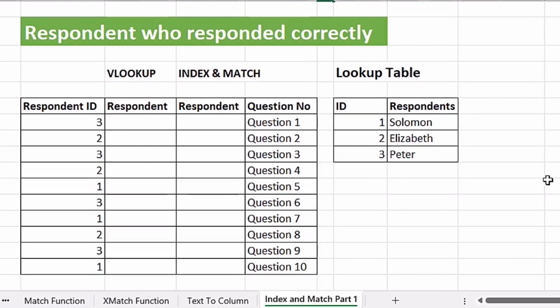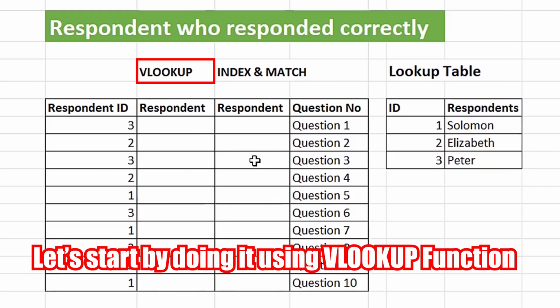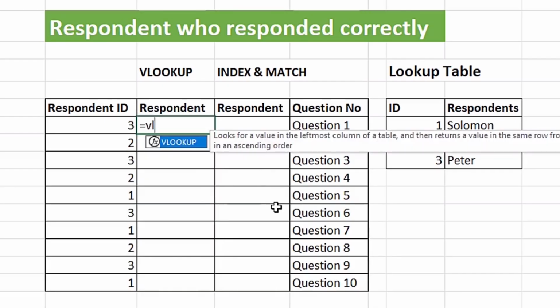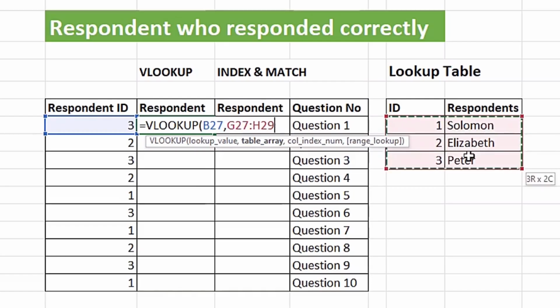So this is our next example. We have the respondent ID. We want to use this respondent ID to look up the respondent from this lookup table. Then we bring the respondent name on this column here, based on these IDs. Let's start by doing it using Vlookup. I'm going to click on this cell and do equals Vlookup, tab to select it. The lookup value is going to be our respondent ID, comma. The table array, I'm going to highlight just my lookup table like this, minus the field names.